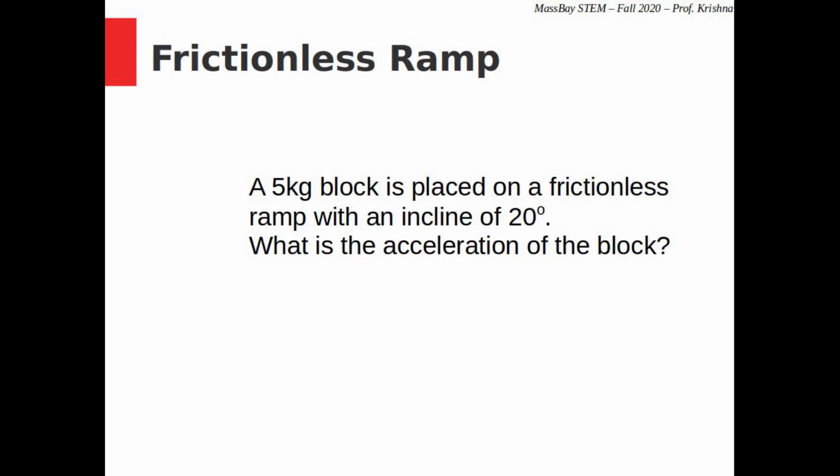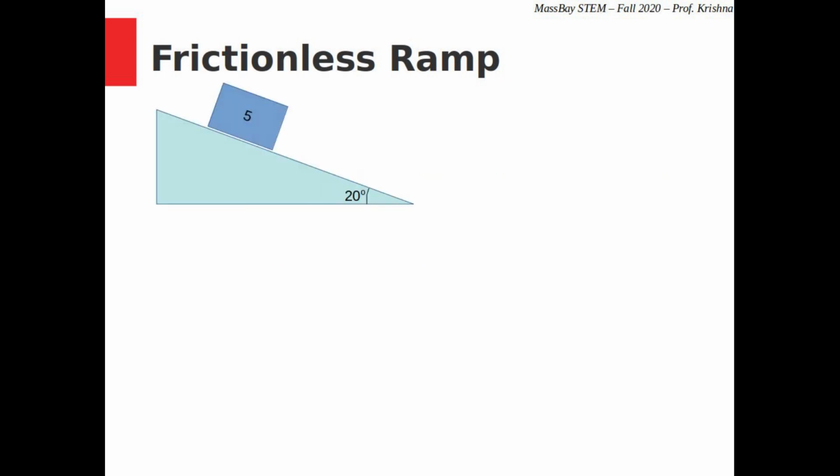Consider this situation. A 5-kilogram block is placed on a frictionless ramp with an incline of 20 degrees. What is the acceleration of the block? We start by drawing a picture. When we draw the free body diagram, though, there's a wrinkle we have to account for.